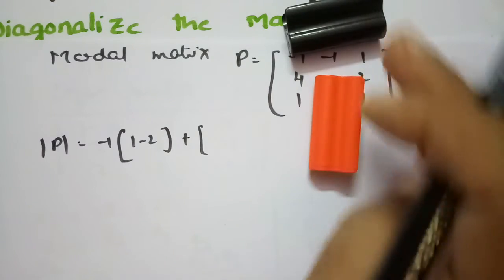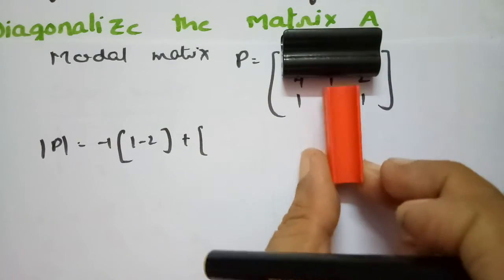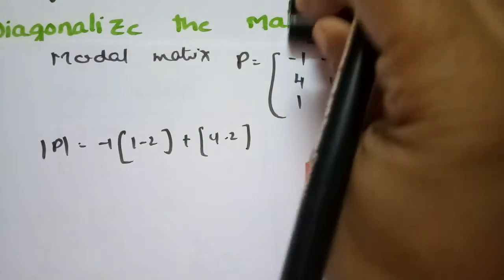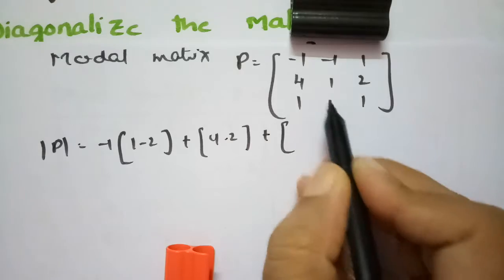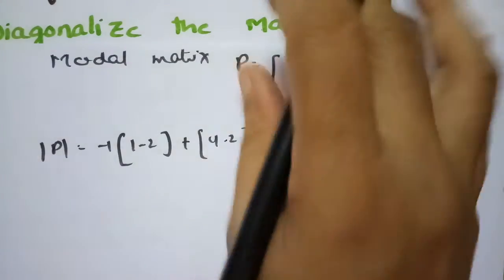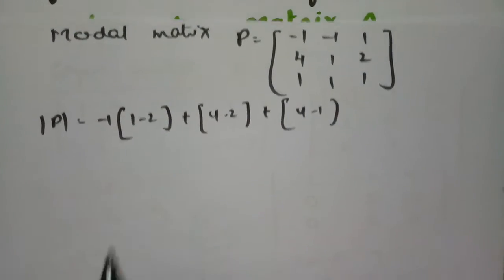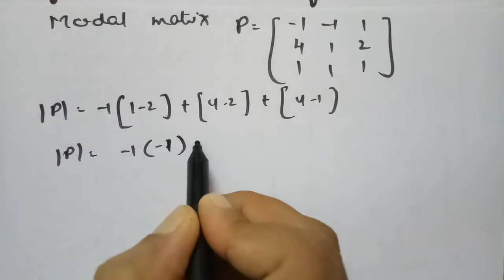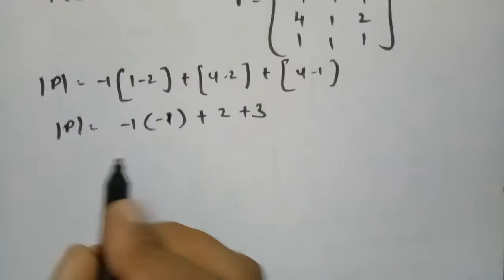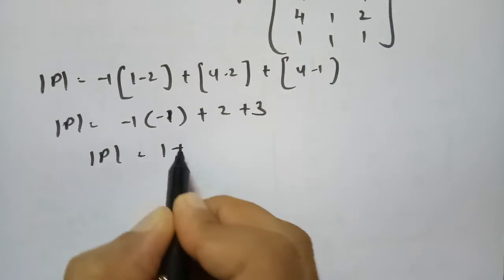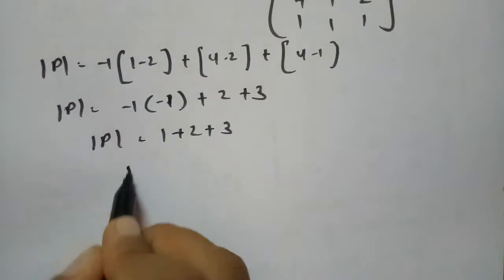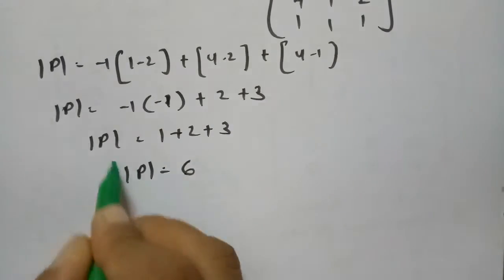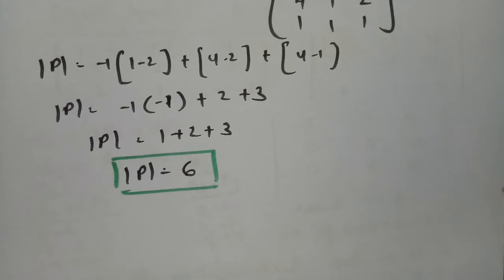Now I have to close this one, so this will be 4 minus 2. And for the last one, this is plus 1 times 4 minus 1. So mod P will be minus 1 times minus 1, 2 and this is 3. So mod P will be 1 plus 2 plus 3, and mod P is nothing but 6. Remember, I got mod P equal to 6.